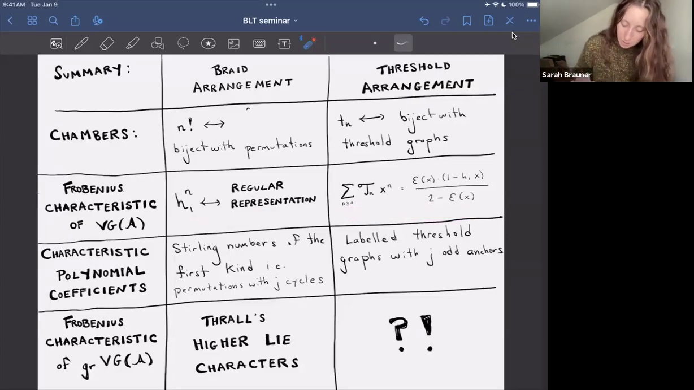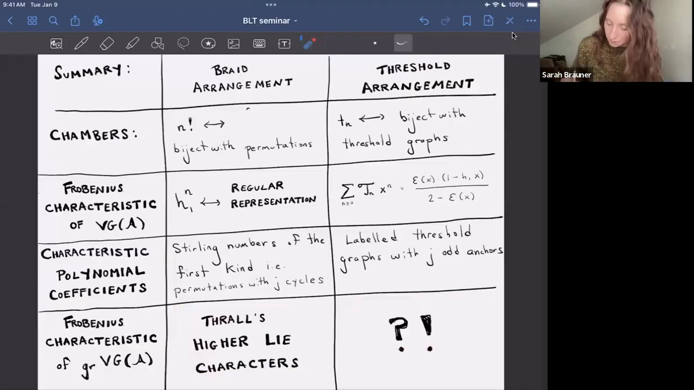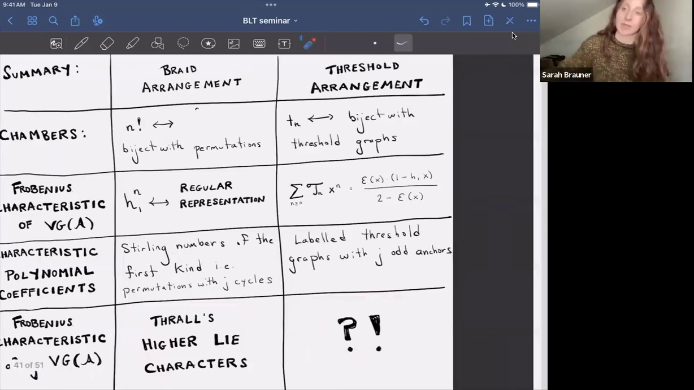The characteristic polynomial has combinatorial interpretations in both cases. So the Stirling numbers of the first kind, counting permutations by number of cycles, tell us about the braid arrangement, whereas the number of odd anchors of a threshold graph tells us about the threshold arrangement. And then finally, the Thrall-Hyer-Lee character tells us about the braid arrangement, but this is a big mystery: what happens equivariantly for the graded pieces of the threshold arrangement. Okay, thanks.